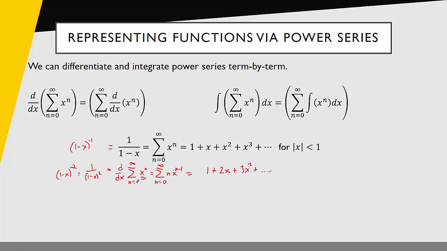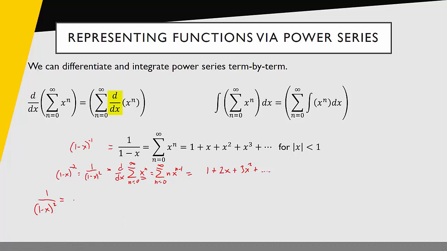Now, one thing to remember here is that my original equation was only true when the absolute value of x was less than 1. And that continues with this new series. So now what I can see is I have this new function, 1 over 1 minus x squared.